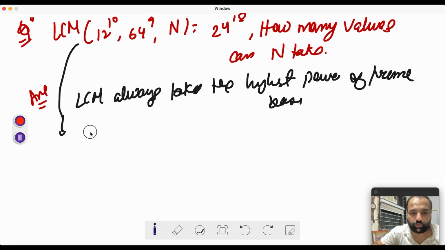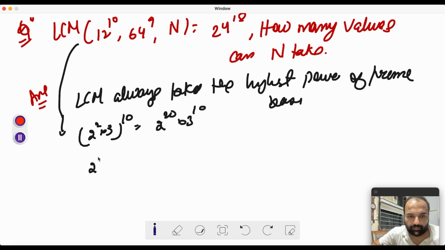So 12 is what? 2 squared into 3, and the whole thing to the power 10. So it would be 2 to the power 20 into 3 to the power 10. 64 can be written as 2 to the power 6, all to the power 9. So it can be 2 to the power 54. And then we have n.